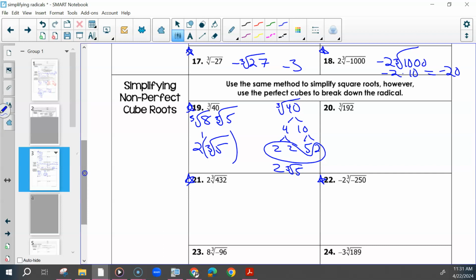Is that a 5 cubed 5? Right here? No, above. Right here? Yeah. This is a 3. This is the cube root of 5.